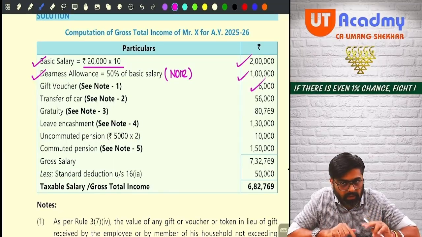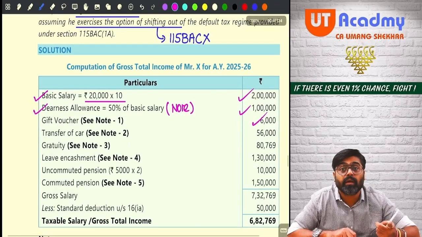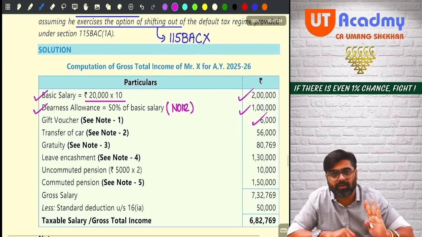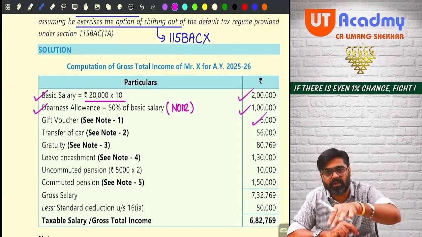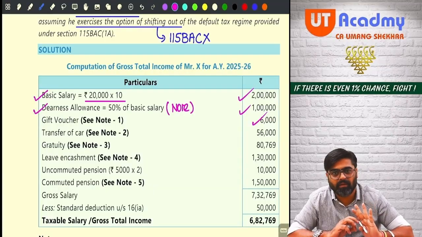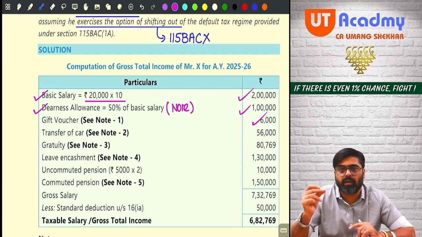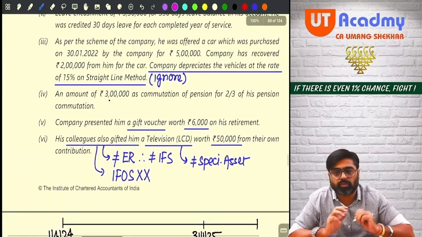Understanding? Now, second thing, he is getting a car also. The car is transferred to him on his retirement only. But that is a perquisite for him, no? That is not a retirement benefit, that is a perquisite. But that perquisite is given at the time of retirement. So what was the actual cost of the car? Actual cost of the car was 5 lakhs. Please check.